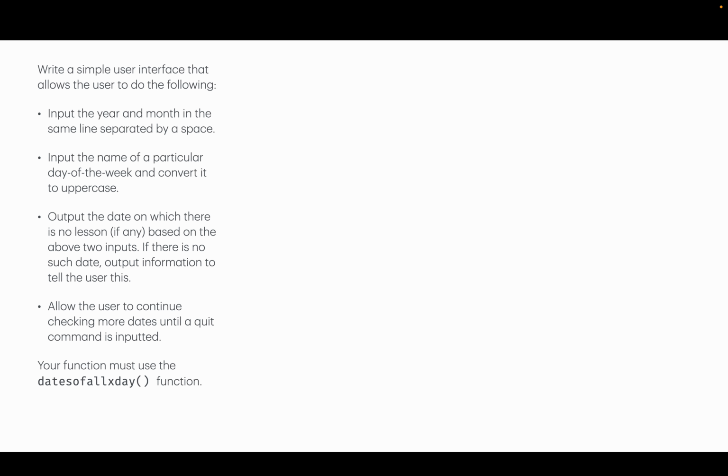Okay. So after I have that UDF done, now I need a simple user interface that allows the user to do the following. Input the year and the month on the same line, separated by space. Okay, a simple input function will do that. Then I need to input the name of the particular day of the week. That will be my X day, right? Then output the dates, and if there's no date where there's a lesson, say so as well. Then allow users to continue to check until a quit command is input. So it will be a loop that will keep going until I detect that the input is actually the word quit. So this is what I'm going to do.